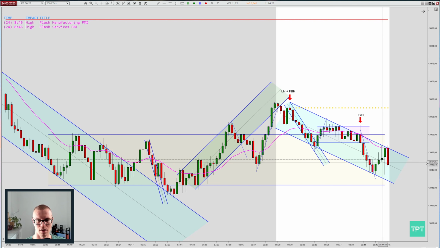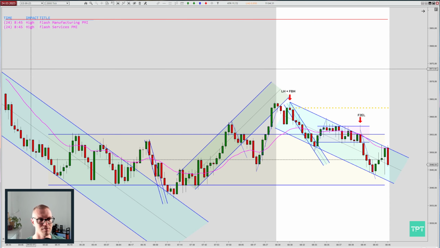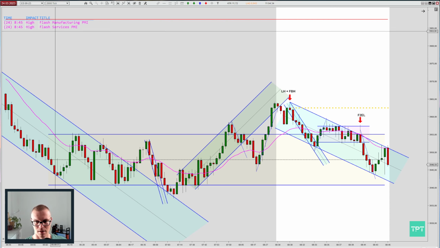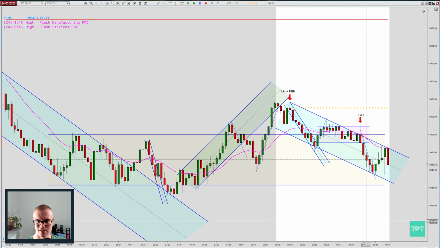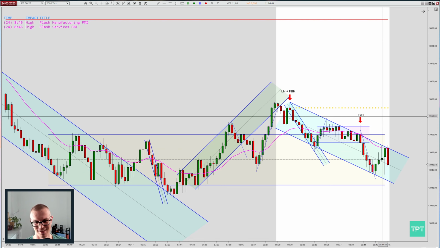So yeah, this is a news event. I was wondering about the size of the bars. This was 8:45, so we have the flash services PMI. So no trades in this area, even though this looks tempting as a second entry short, but look at the size of the bar. It's 24 ticks, so really you cannot take this.